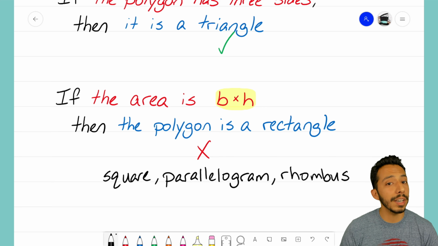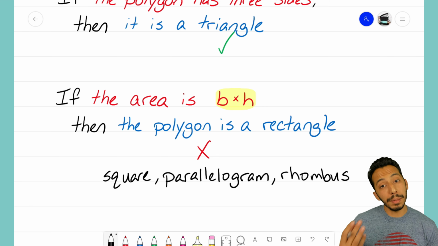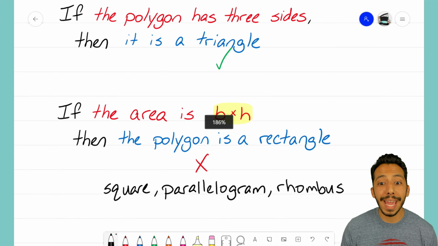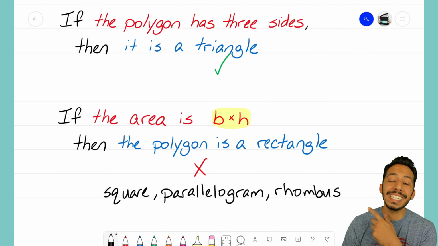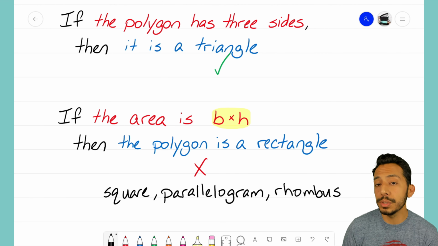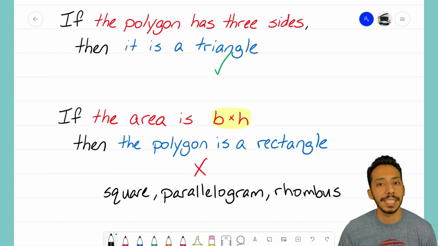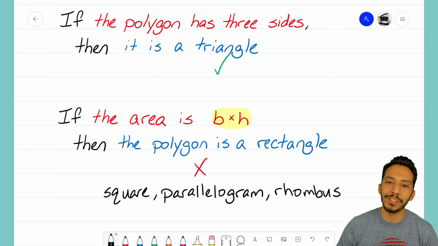It's false because it's not always true. It is sometimes true. We do know that the rectangle does have an area of base times height. But because I can see other conclusions from that hypothesis, that's why this one ends up being false.